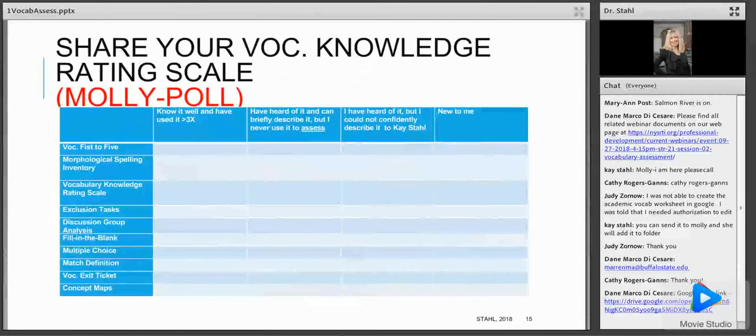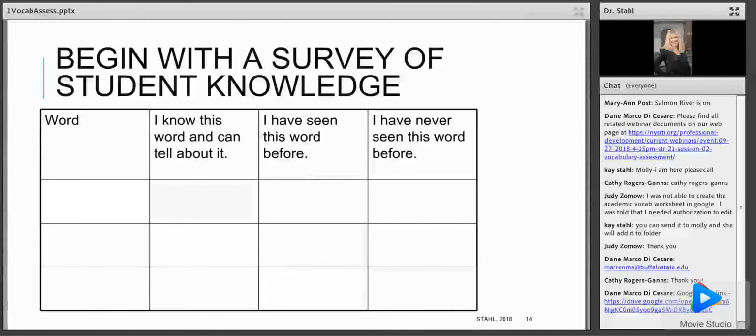So it's a good idea to begin with some kind of survey of student knowledge of a particular thing. And I would also recommend, let me go back here. When we're rating it, this would be a simplistic one for, say, third grade. I know this word and can tell about it. I have seen this word before. I have never seen this word before. This would be the most simplistic. I like to tailor, just like I tailored the vocabulary assessment self-rating scale. I tailored that for us. For example, I said, I know this word and can tell K about it. So I would actually tailor how you put those headings to your students.